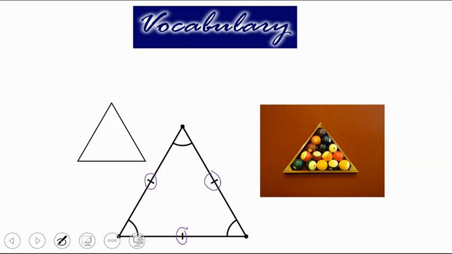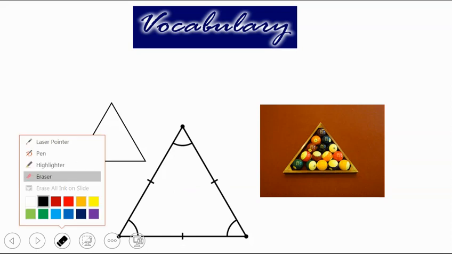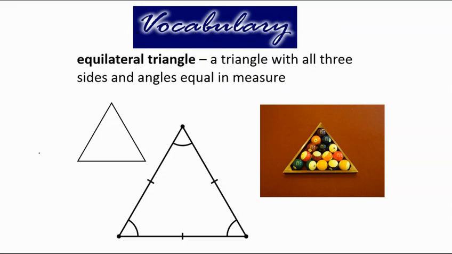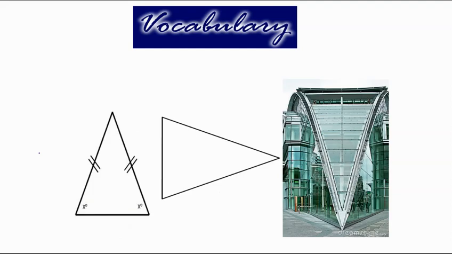Those little tick marks on the lines, they tell you that those sides are the same. Since each side has one tick mark, that means those sides are equal. They're the same length. So I can use that to know that this is a triangle that has three sides that are equal. So what kind of triangle would that be? That would be an equilateral triangle. In an equilateral triangle, all three sides are equal, and also all three angles are equal. So that's the first one. Equilateral, all three sides, all three angles are equal.